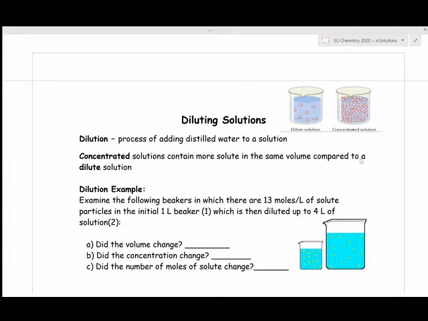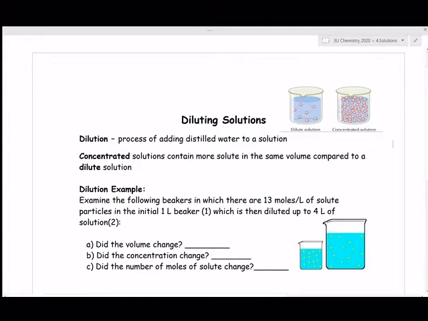So a dilute solution, as shown in this picture here, has much fewer moles of solute compared to a concentrated solution for the same volume. And when you add water to a solution, that is called dilution.